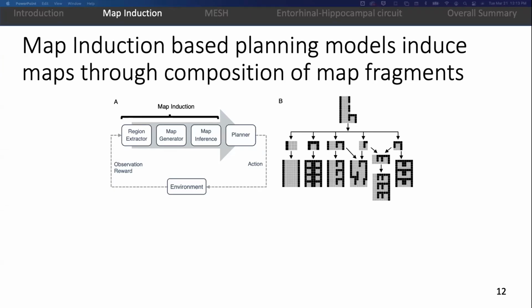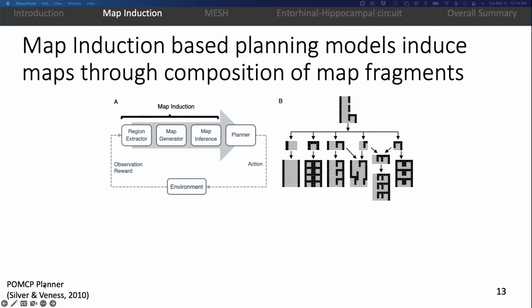So we also formalized the map induction hypothesis using map induction-based planning models that induce maps through composition of map fragments that have been seen before. So this framework is a model-based reinforcement learning setup, which has 4 key components: the region extractor that extracts region primitives from observed parts of the space, and the map generator that uses these region primitives and composes them to form map hypotheses, the map inference that uses Bayesian inference to infer a probability distribution over the generated map hypotheses, and then a planner that takes this probability distribution as input in order to plan the next step in the environment.